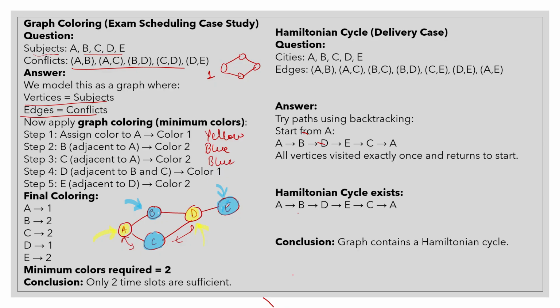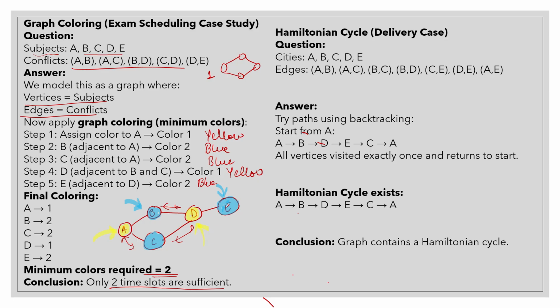Then D can't be blue, so it can be yellow again. So we place yellow. Then E can be blue. We have to basically try minimum colors, so only 2 time slots are sufficient.